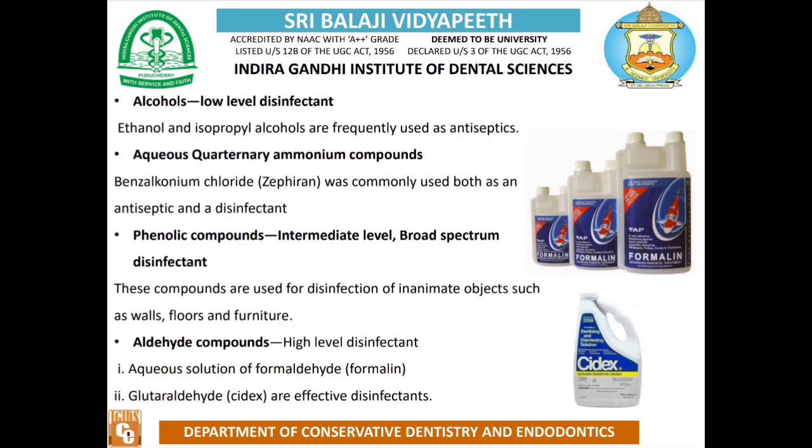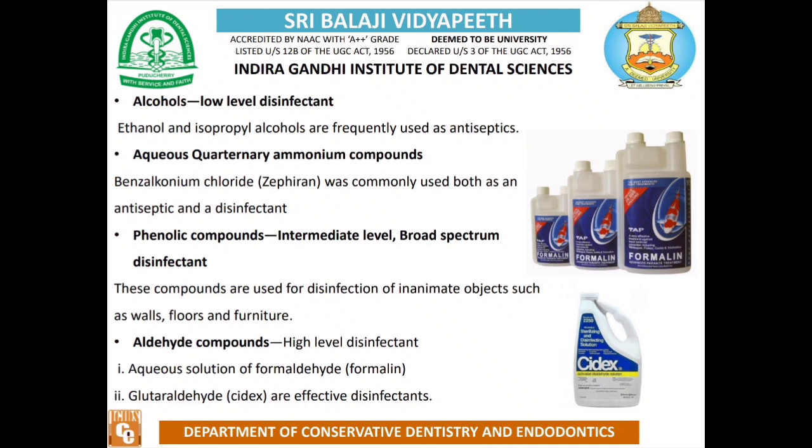The types of disinfectants are alcohols. These are the low level disinfectant. For example, ethanol and isopropyl alcohols are frequently used as antiseptics. And aqueous quaternary ammonium compounds. For example, benzalkonium chloride called Zephiran was commonly used as both an antiseptic and as a disinfectant.